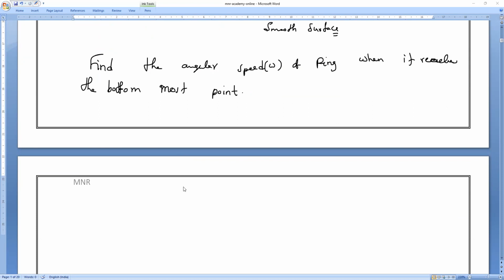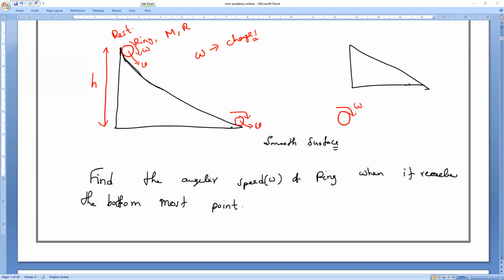So for this, we have to find an expression for angular speed when it reaches the bottommost point. When it reaches here, what is the angular velocity? We all know that v equals omega r. From that, omega equals what is the expression? Everyone, omega equals v by r. v by r. That is what you have to remember.